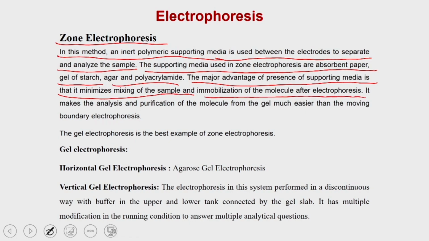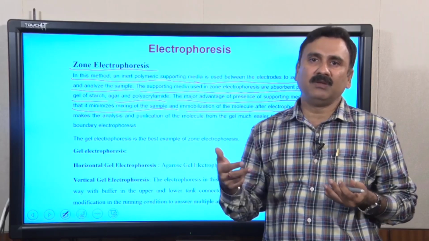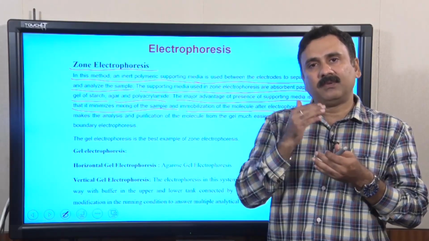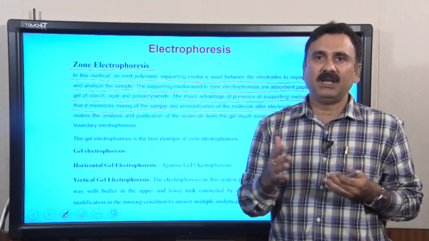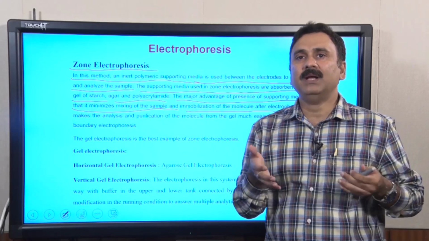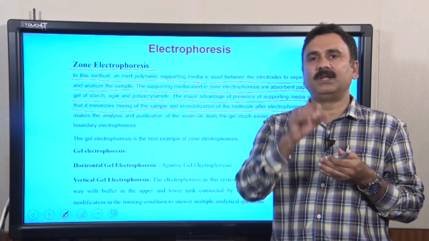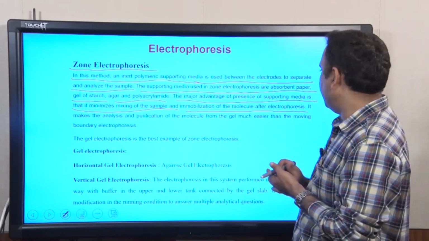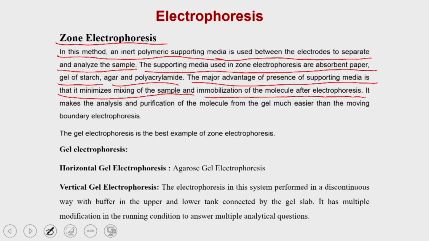So, compared to moving boundary electrophoresis, in zone electrophoresis people put in a supporting media, which is either paper, agar or polyacrylamide. This supporting media is inert, and it helps by immobilizing the substances on it, and as a result the molecules can be analyzed in a better way. It makes the analysis and the purification of the molecule from the gel much easier than moving boundary electrophoresis.